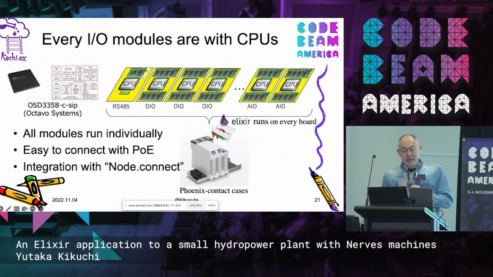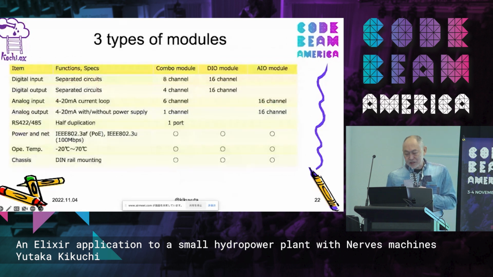Different from conventional PLCs, our modules have their own CPU. Therefore, all the modules run individually and may be connected with the function of node connect in the same local area network. We use OSD3358 CCIP by Octavo Systems, which contains almost everything to make small board computers: Cortex-A8, eMMC, popular I/O interfaces, and many power line capacitors.